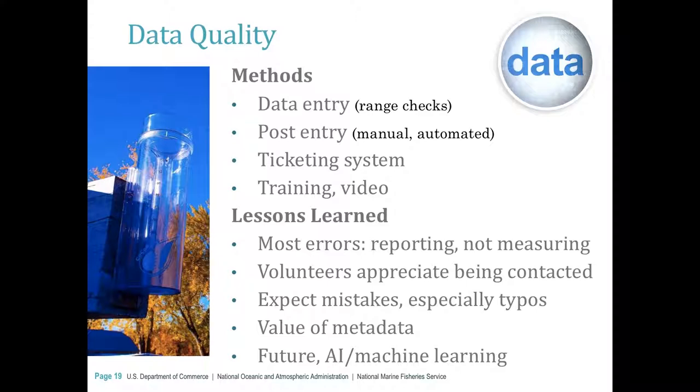And the value of the metadata and the AI and the future of machine learning, I'm going to talk about together. As you try to find these extreme outlier points, if somebody in the notes said, hey, this is the most rain I've ever seen in my life, or wow, we haven't seen rain in 50 days, that information is going to be used to help ground truth the data. It's also something they hope in the future machine learning processes can harness as another data quality approach.